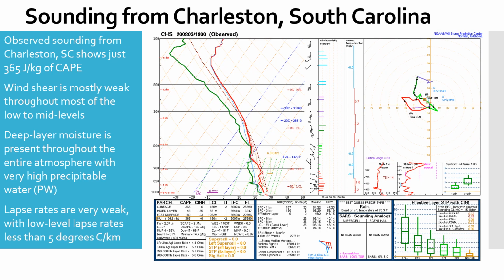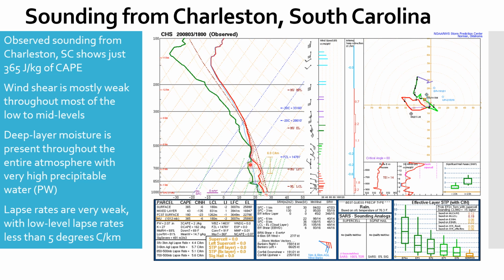This is an observed sounding from August 3rd, 2020 along the coast of South Carolina near Charleston, South Carolina. And this is a very typical sounding for a tropical cyclone environment. See that we've got our tropical environment with very high dew points, where the green line representing the dew point temperature is very close to our red line, or our environmental temperature.